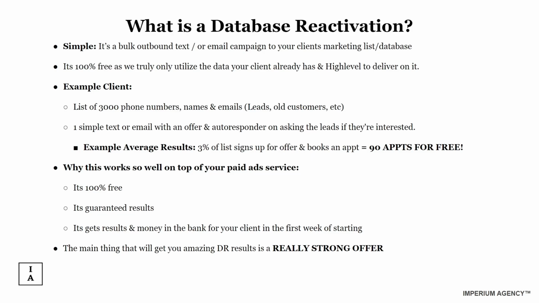An example average result would be 3% of this list signs up for the offer and books an appointment. Now, 3,000 phone numbers, names, and emails is very common for a lot of businesses, and 3% is a very big average. Like, the results get a lot higher than this. That's 90 appointments for free. 90 appointments. Now just look at your stats and think how much you would have to spend on Facebook ads or Google ads to get 90 appointments for your clients. A database reactivation allows you to do that for free for your clients.